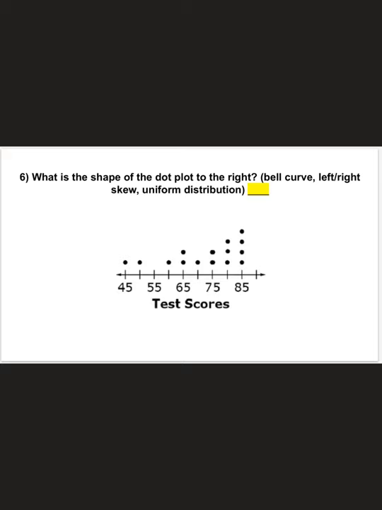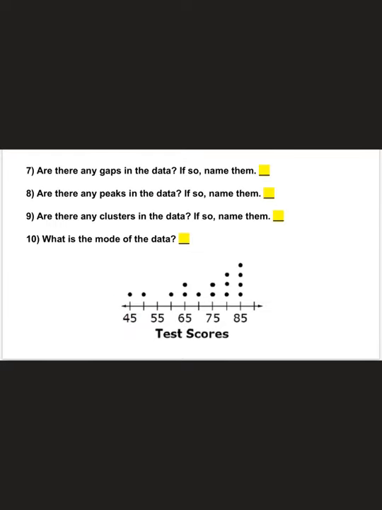So left or right skew. Now a lot of people will say, oh, most of my data is on the right, so this must be a right skew. But remember, you label left or right based on where your small amount of data points lie. So in this case, it's going to be a left skew because you have a small amount of data on the left-hand side.